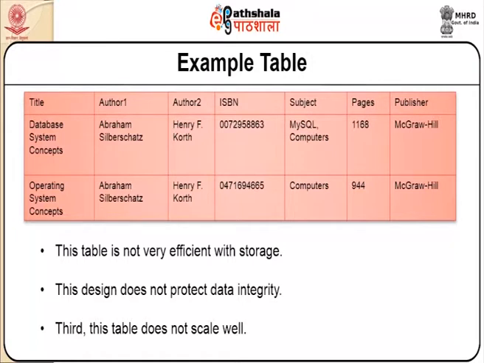So, what we try to infer from this table is that it is not very efficient in terms of storage, because we see repeating entities such as author 1 and author 2. This design does not protect data integrity, the validity of the data, and finally, this table does not scale well as it grows. So, as far as normalization is concerned, we see some repeating groups, the authors, in this table. These values are to be removed and stored as a separate entity or a separate relation. That is the basic purpose of normalization.